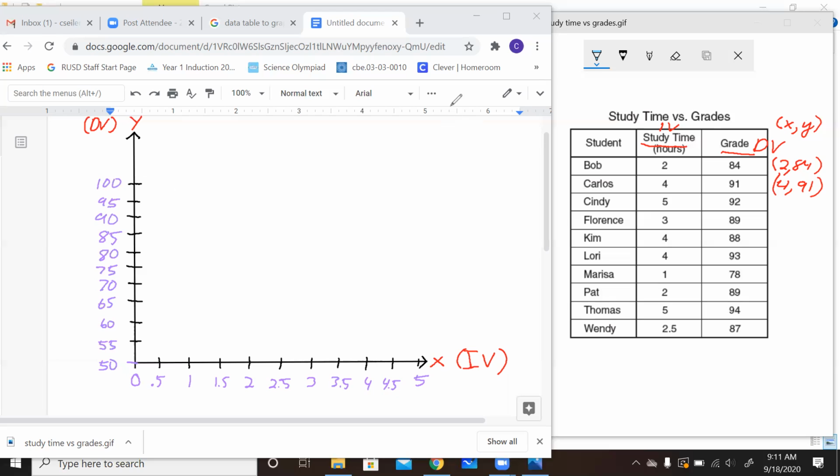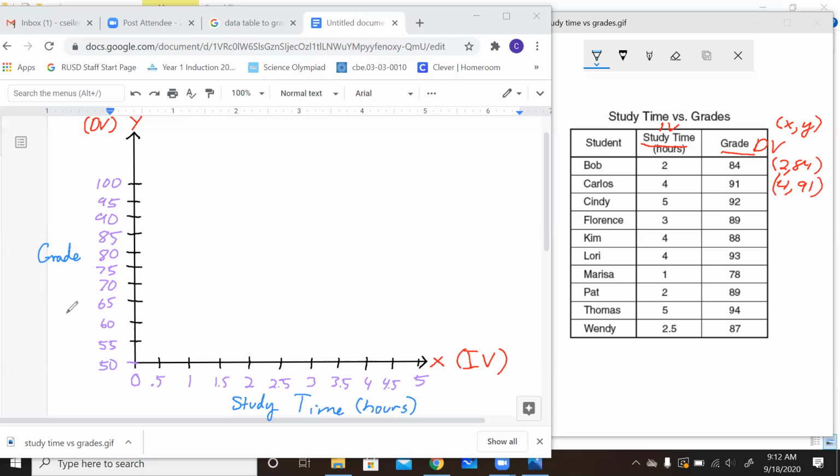Okay? Your next task is to label your axes. What are these numbers? So these numbers are study time. So I'm just going to write study time. And then I'm going to put in parentheses hours, because this is study time in hours, not in minutes. Now on this side, this is the student's grade. So I'm just going to write grade over here.